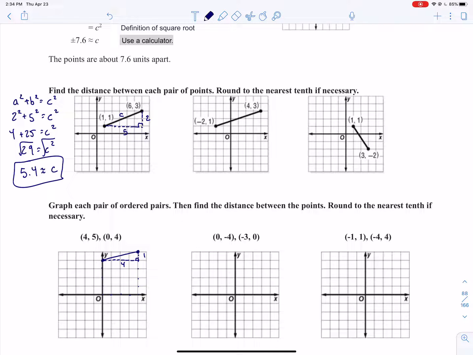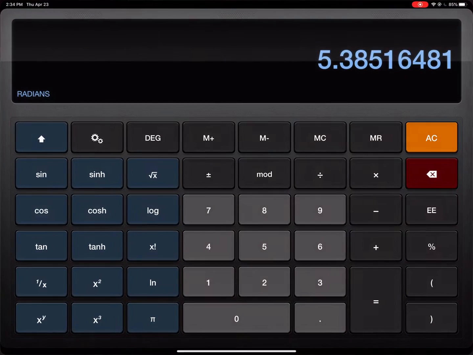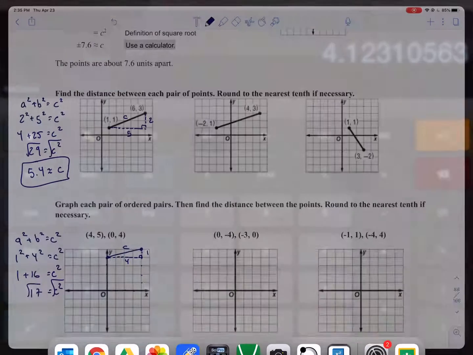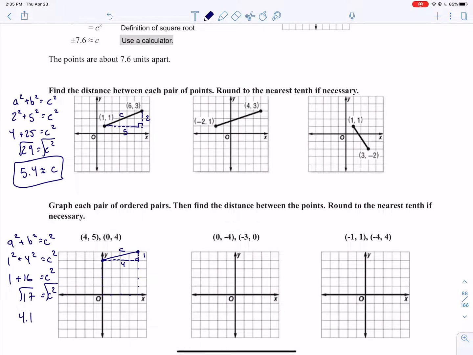Okay, so again, same formula. We're looking for C. So we have 1 squared plus 4 squared equals C squared. 1 plus 16 equals C squared. 17 equals C squared. Take the square root of 17. You also have that in your notebooks. 4.1.